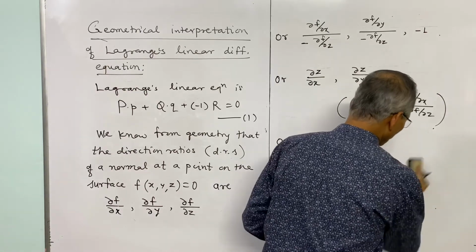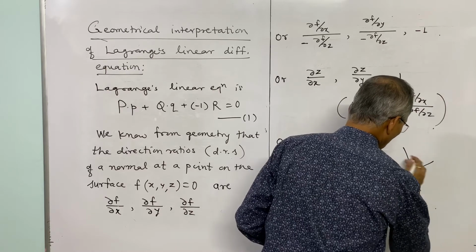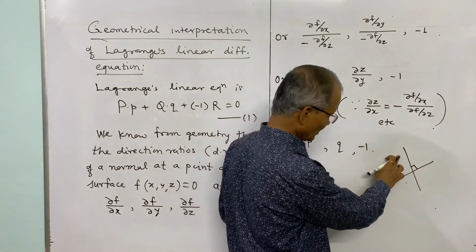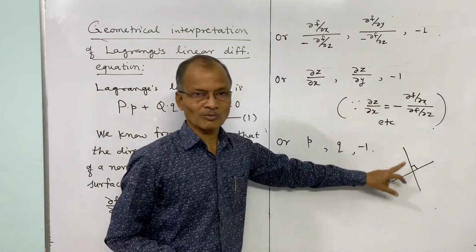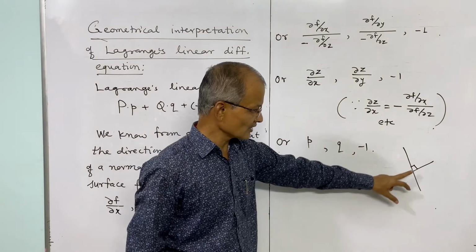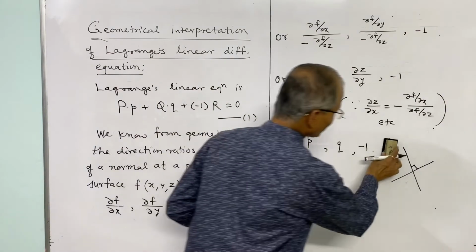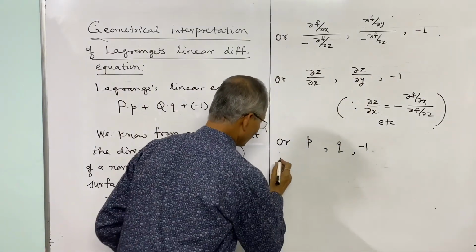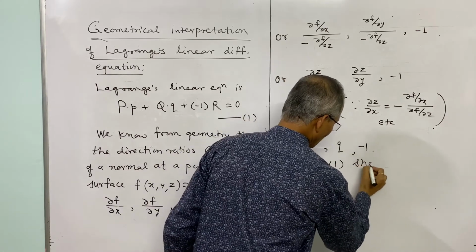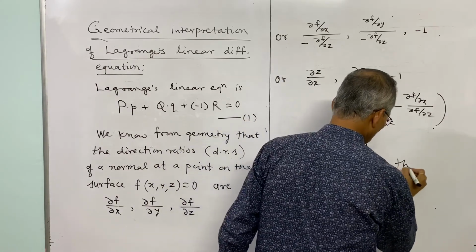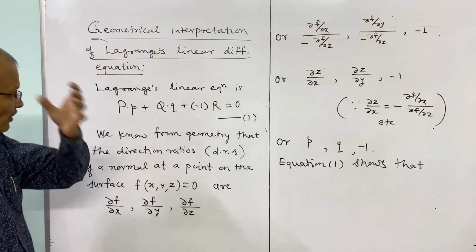We know that two lines are perpendicular if their DRs are l1, m1, n1 and l2, m2, n2, then the result is l1 into l2 plus m1 into m2 plus n1 into n2 is equal to 0. The same thing is happening here, and therefore equation 1 shows that the DRs of the normal are perpendicular.